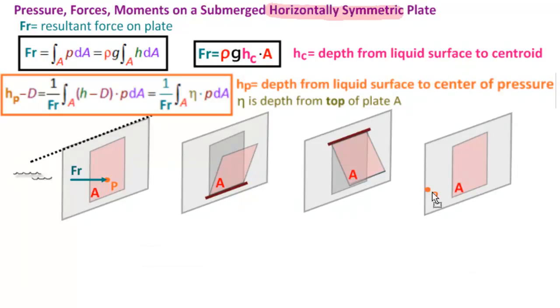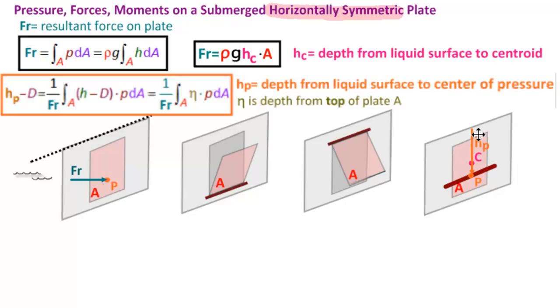And the answer is at the level of HP. So if we put the hinge here, the gate does not move. There is no moment around that hinge. So this is the point that we can consider that resultant force to be acting neutrally. So HP is coming from here, from the top, the depth from the liquid surface to the center of pressure. Always the center of pressure will be below the centroid.